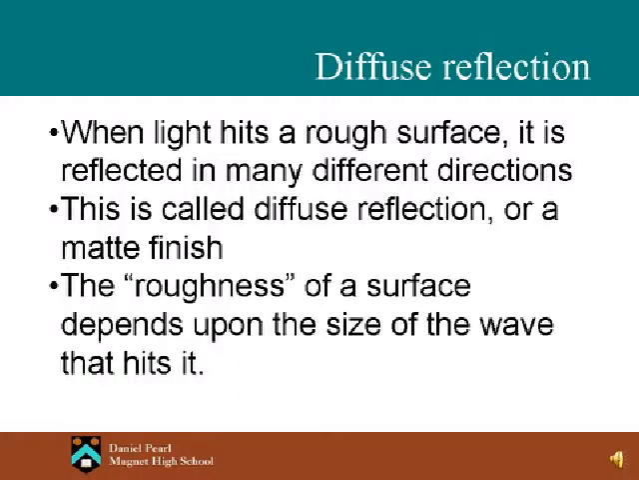Alright, there's another type of reflection, and that is, of course, diffuse reflection. When light hits a rough surface, it is reflected in many different directions. This is called diffuse reflection or a matte finish. And the roughness of the surface depends upon the size of the wave that hits it.